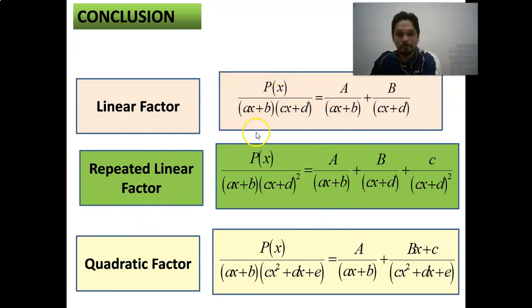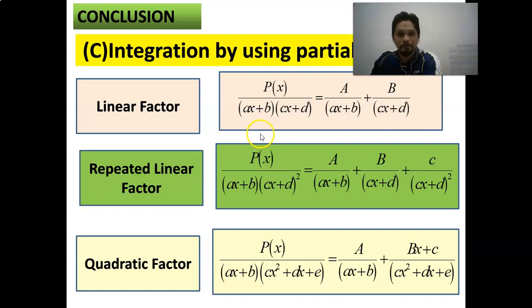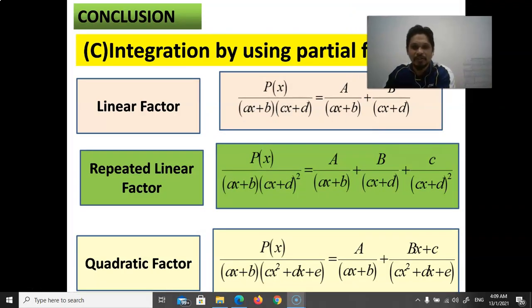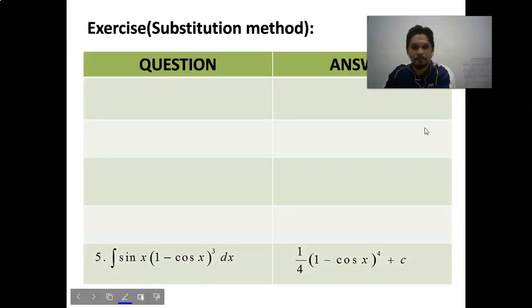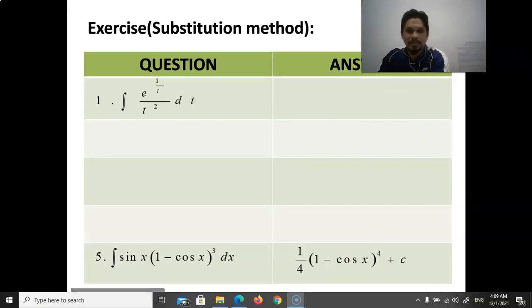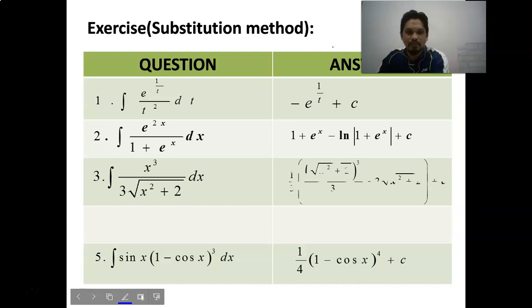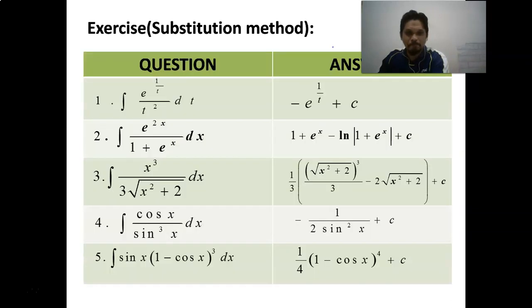Okay, integration using partial fraction. So these are some questions for you to try, and the final answers I provide to all of you. That's all for today.